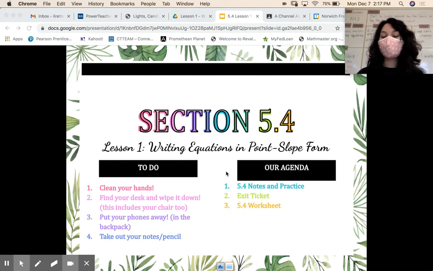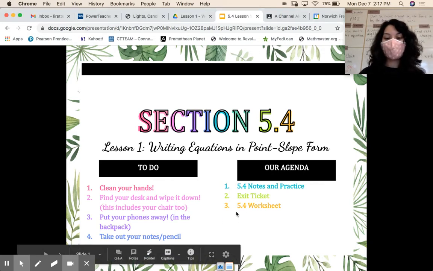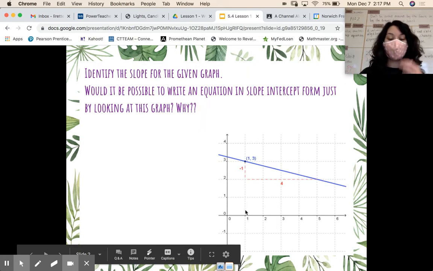So in this particular lesson, I'm going to walk you through 5.4 and I'm going to break it down in a few different lessons. In this particular lesson, we're just going to be focusing on writing equations in point-slope form. So we've got a new linear equation that we're going to be talking about today. We've already covered slope-intercept form. This is going to be a new form called point-slope form. So you want something to write with and something to write on.